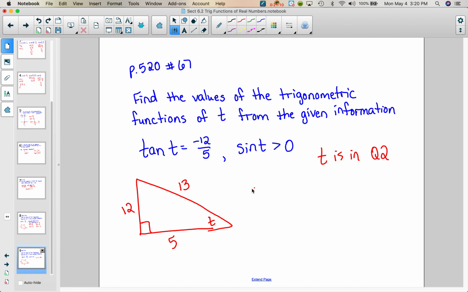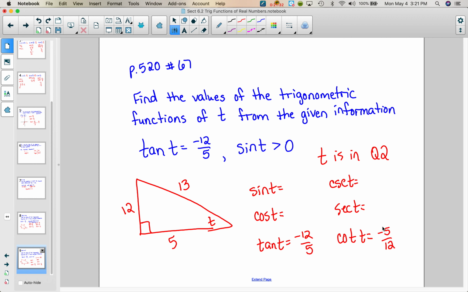So then we have sine t, cosine t, tangent t, and cosecant t, secant t, cotangent t. And tangent was negative 12/5, so cotangent is negative 5/12. And if we are in quadrant 2, then cosine is negative and secant is negative. Sine would be 12/13, so cosecant is 13/12. Cosine would be 5/13, it's negative, so secant would be negative 13/5.